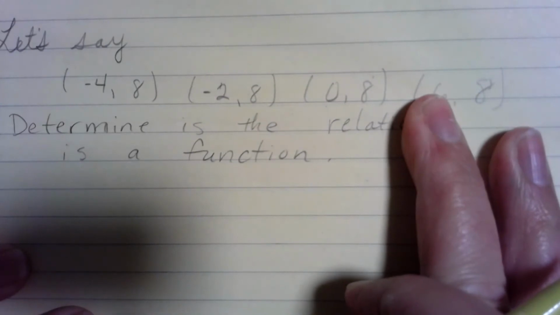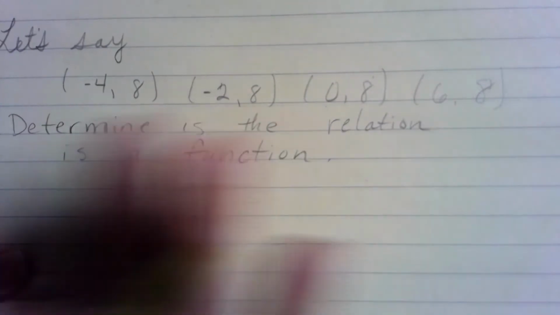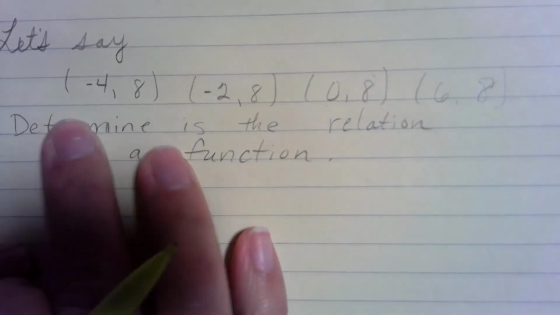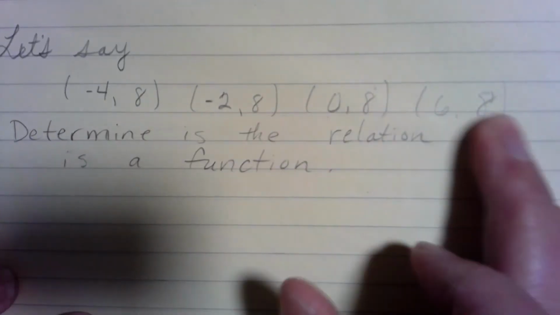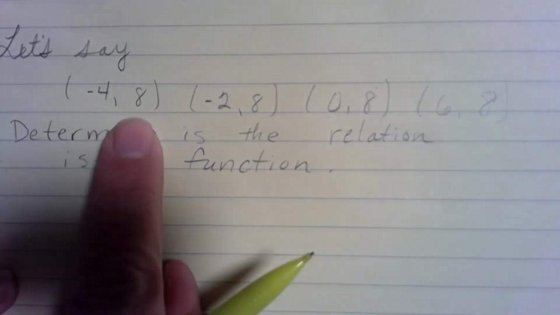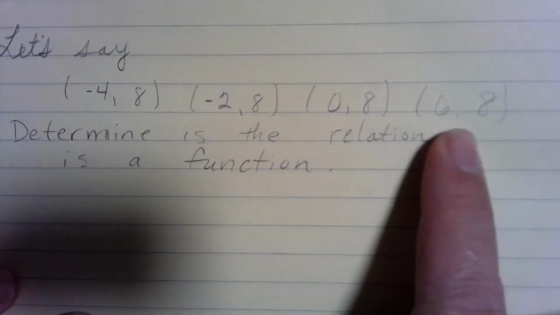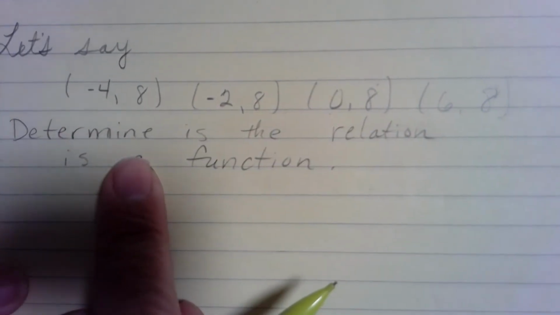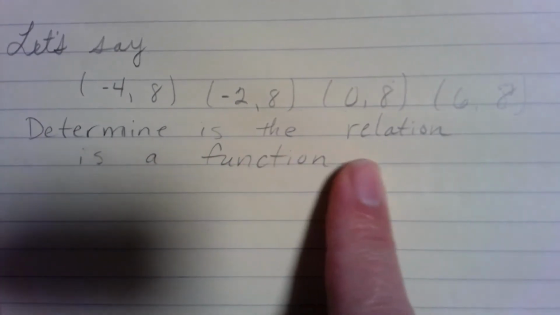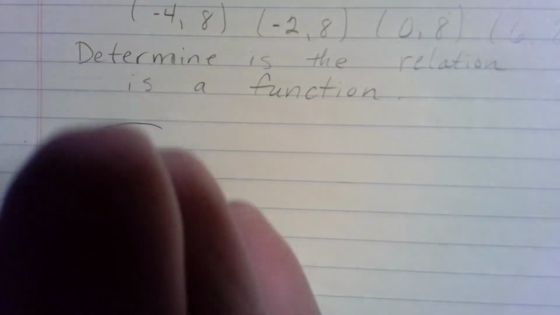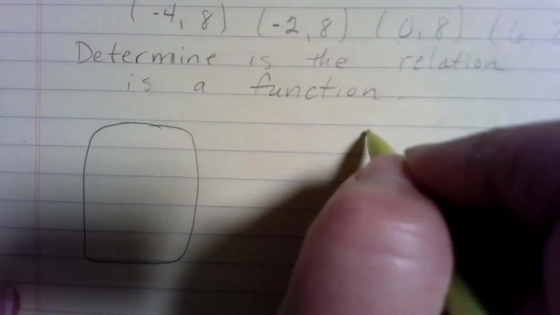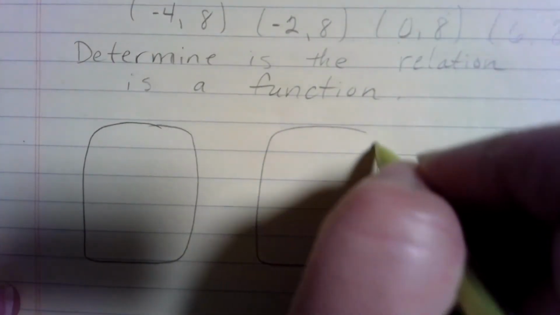points on a coordinate graph. And you're going to determine those points on the graph, maybe these points. You have -4, 8, -2, 8, 0, 8, 6, 8. Your task is to determine, is the relation a function? So you would want to do that input-output diagram. So I'm going to create those here.